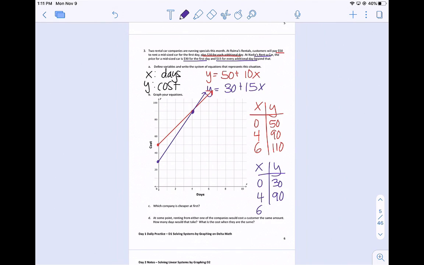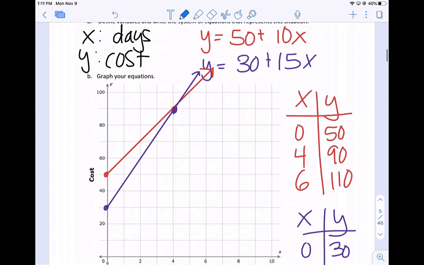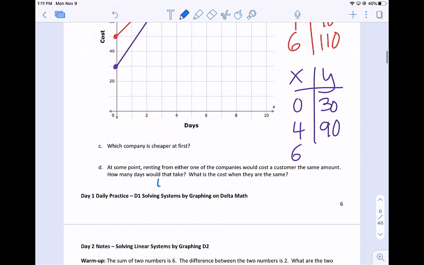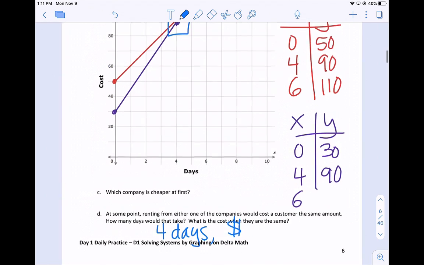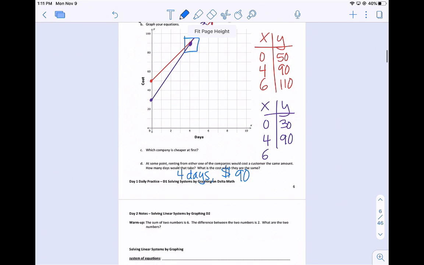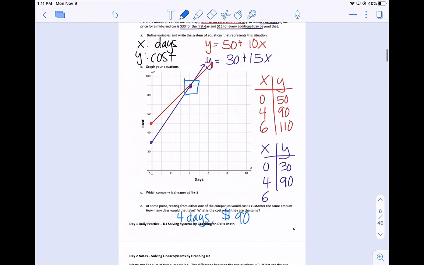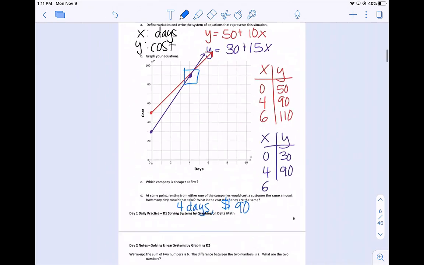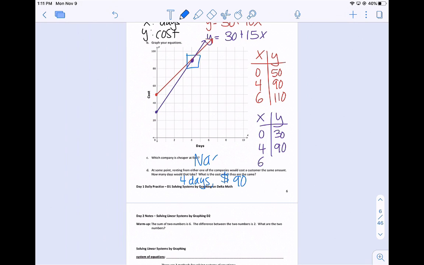Okay, so the solution to the system is where do they cross? So here the solution is where they're tied, and that would be at 4 days. The cost for both of them is $90. So that's the solution to the system. At 4 days, it's $90. And C says which company is cheaper at first, so it's the purple line. We can see that Nadia's company is a little bit cheaper until 4 days, and then it becomes more expensive.